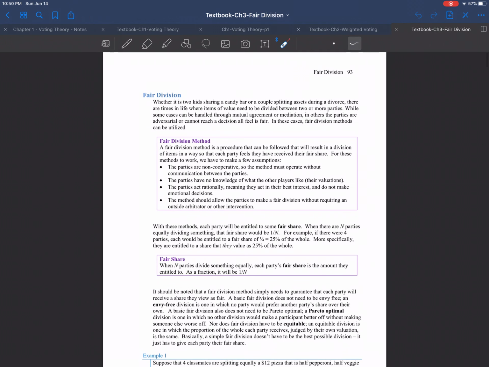Welcome to Chapter 3 and Fair Division. This chapter I very much enjoy.